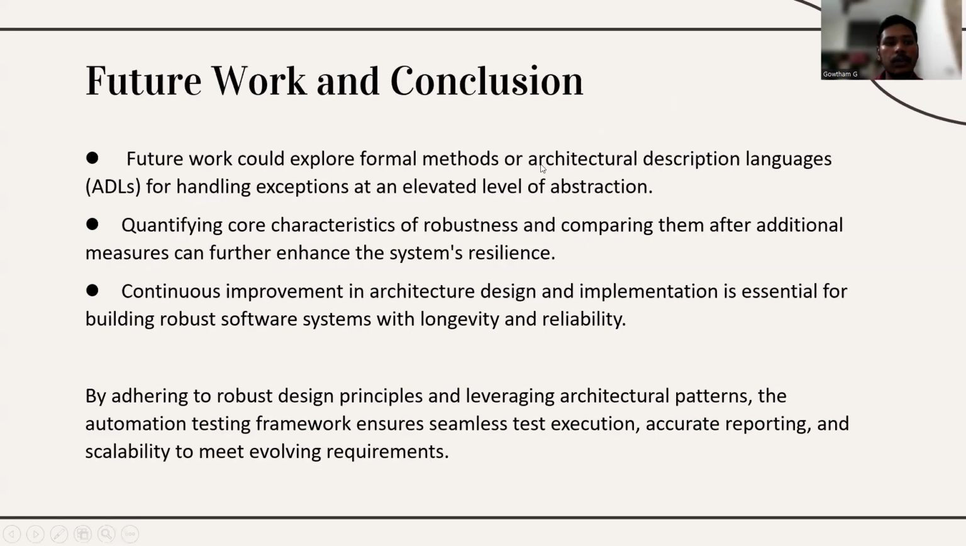Now, future work and conclusion. Future work could explore formal methods or architectural description languages for handling exceptions at an elevated level of abstraction. Quantifying core characteristics of robustness and comparing them after additional measures can further enhance system resilience. Continuous improvement in architecture design and implementation is essential for building robust software systems with longevity and reliability. By adhering to robust design principles and leveraging architectural patterns, the automation testing framework ensures seamless execution, accurate reporting, and scalability to meet evolving requirements.